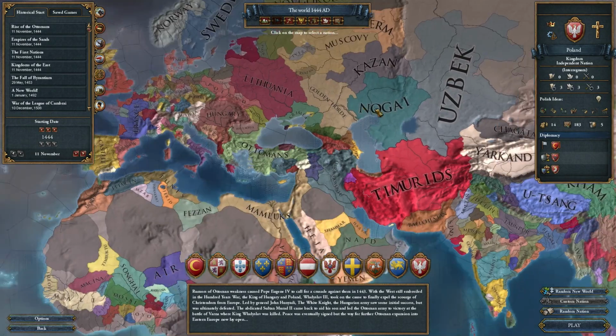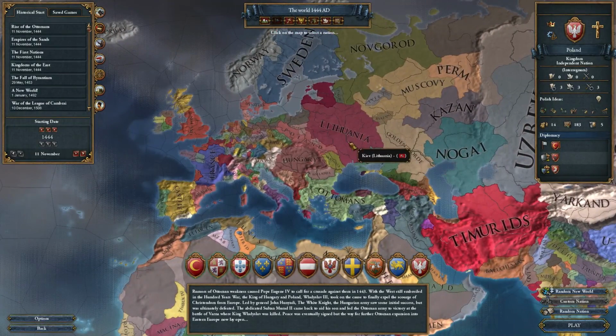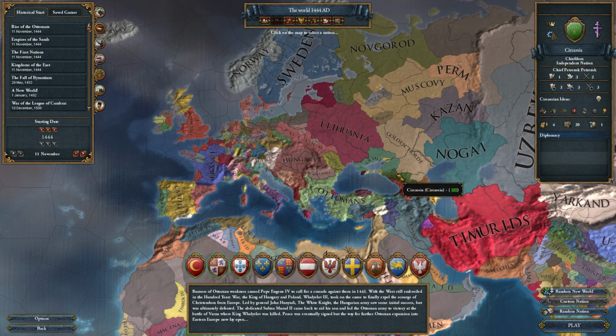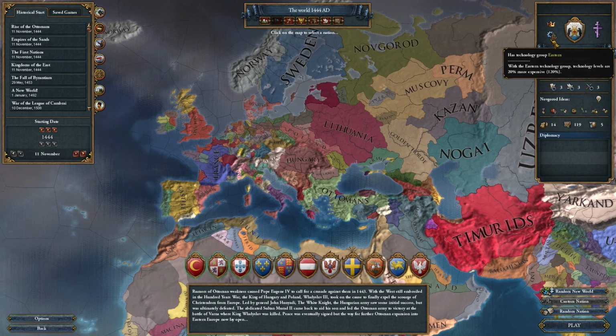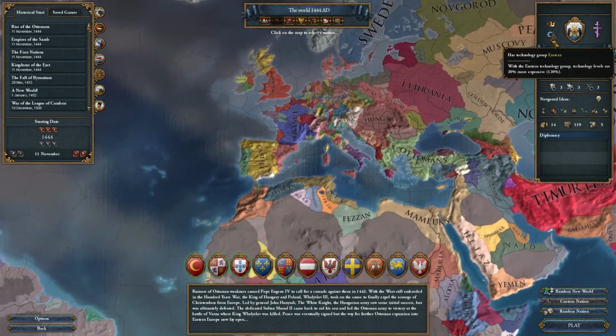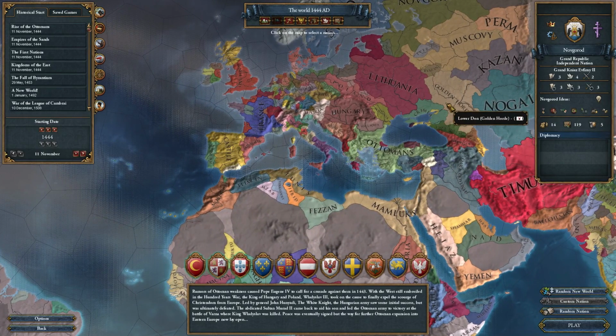Next you have the Eastern Tech Group, which is like Poland, Lithuania, Hungary, the Balkan states excluding the Ottomans, the Byzantines, Trebizond, Georgia, Circassia, Muscovy, all of its subjects, Novgorod, and that's going to give you a 20% increase in cost. That means your total cost for technology will be 120%.